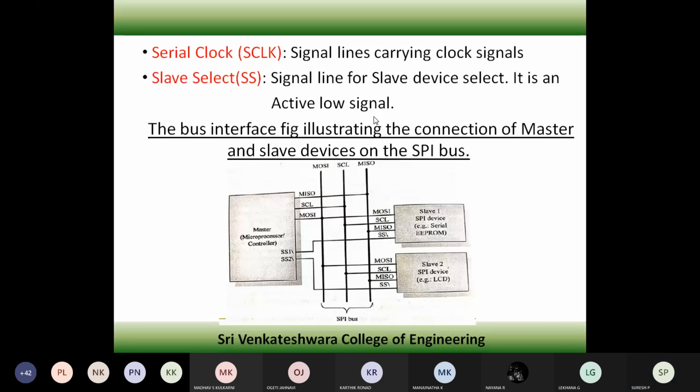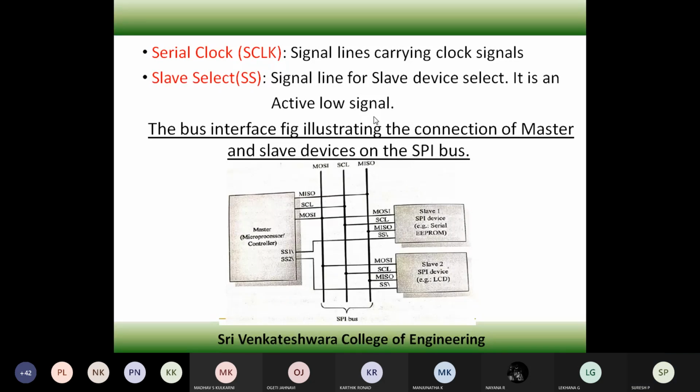Next is slave select. It is the signal line for selecting a particular slave device. Since we don't have multiple device transfer, it's only a single master, multiple slave bus. So what is the slave select signal line going to do? It is the signal line for slave device select. Using that slave select line, you are going to select a particular slave. Normally it will be active low.